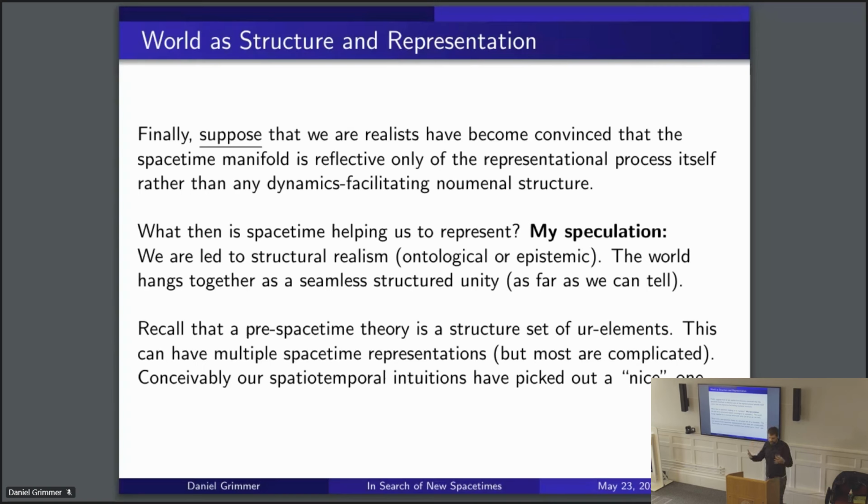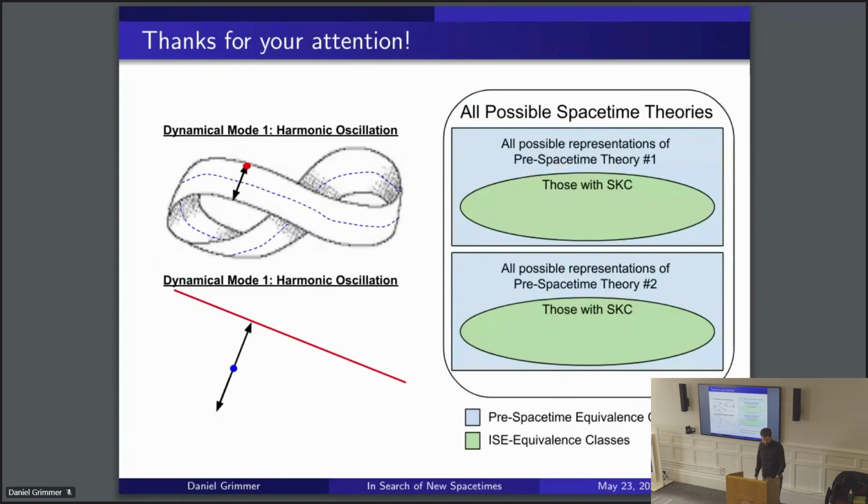And then we project the kind of representation onto it. Most of those are horribly complicated in this wide field, but some of them are nice, and maybe our intuitions via some evolutionary process, perhaps, have picked up on some nice one. And this is why we see the world in the spatiotemporal terms that we do, not because it fundamentally is spatiotemporal. Okay. Thank you for your attention, and I'd love to have any questions.